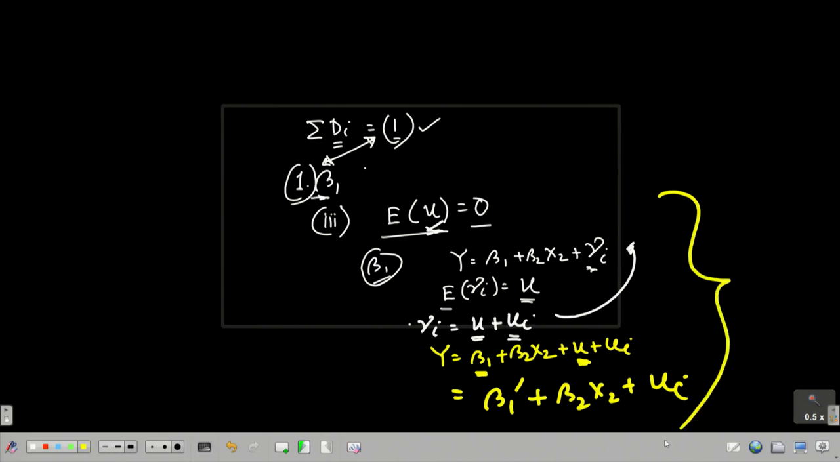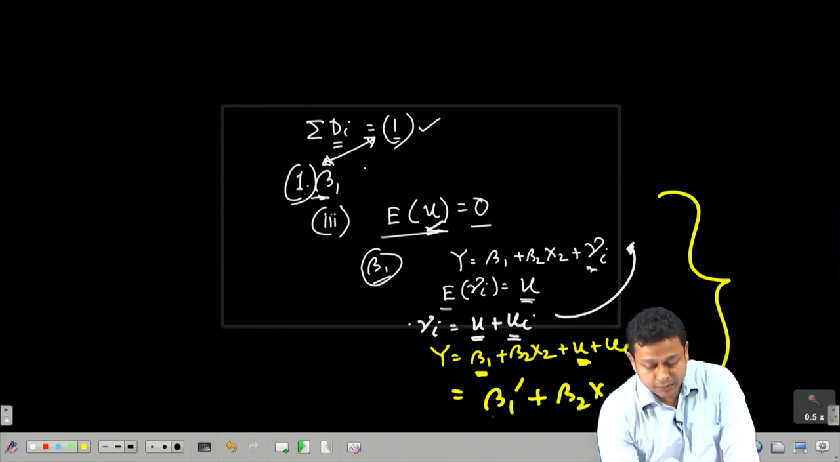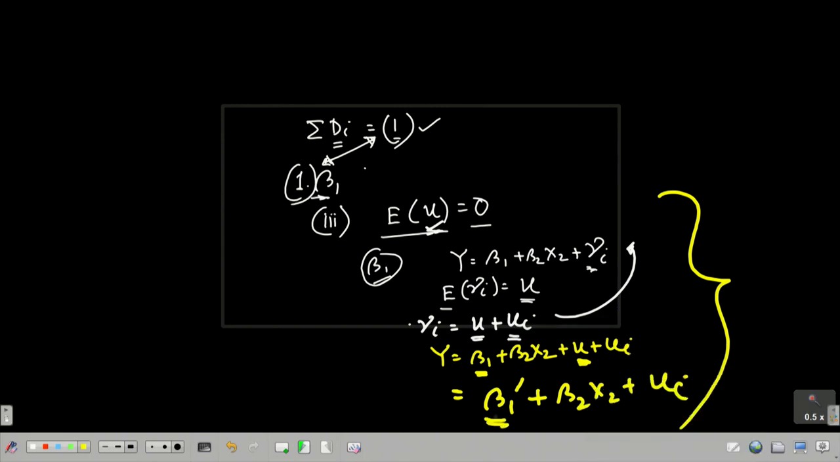So, the reason I did this little bit of analysis is basically to show you that if you have any trend in the error term, it will be captured in the intercept term. And we really do not care so much about the intercept term when you do regression. It does not matter if beta 1 and beta 1 prime are different. As long as this condition is satisfied, we are good. The expectation of the error term has to be 0. So, that is my third assumption.